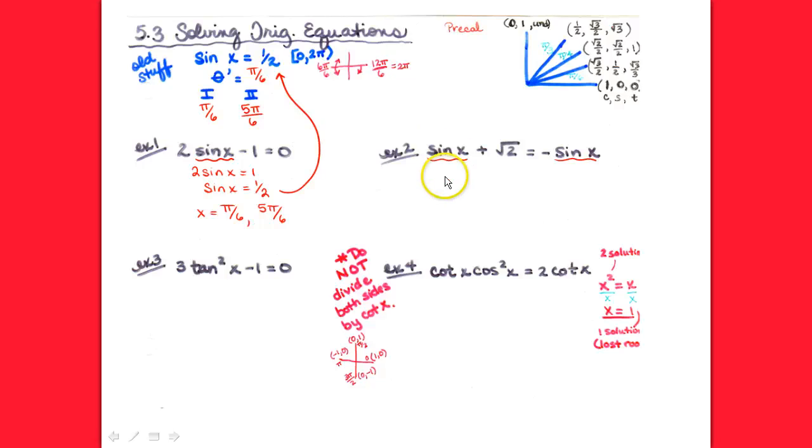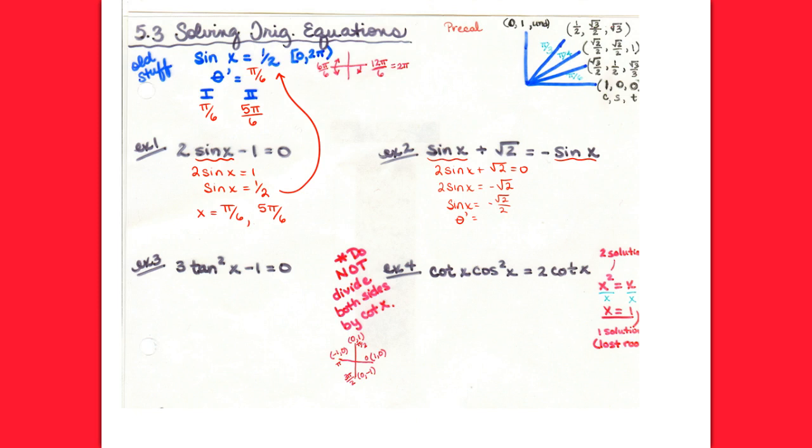Example number 2, I've got sine x plus the square root of 2 is equal to negative sine x. So I got to get sine x by itself on one side, right? How am I going to get sine x on one side by itself? All right, let's add sine x to both sides. So I already had 1 sine x, so if I add one more, that's going to be 2 sine x. And then over here, when I added it, of course, it dropped out. All right, now what? All right, subtract the square root of 2, and then divide by 2.